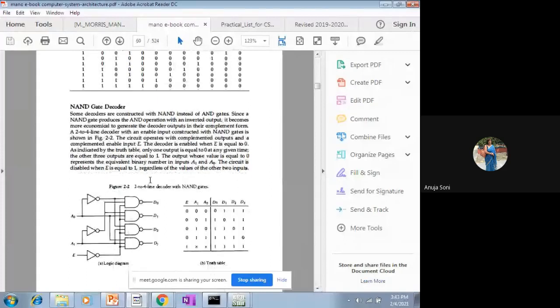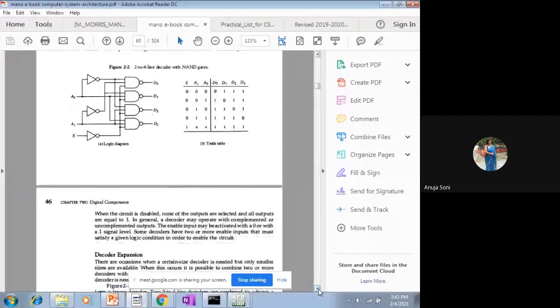It may be either of the size 2:4 decoder, or it may be of the size 3:8 decoder. So every time you will be asked one question of this type, generally asked in your final exams. You have to draw one kind of decoder of one size, and along with its truth table, you have to mention its functionality.